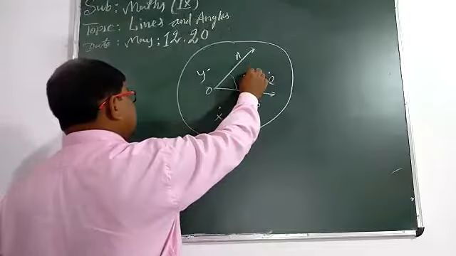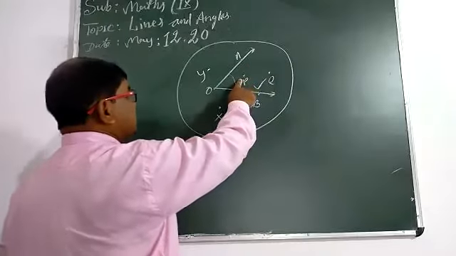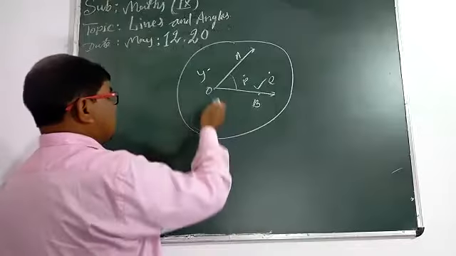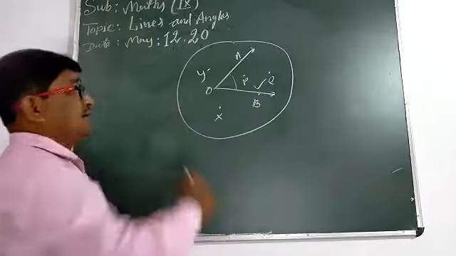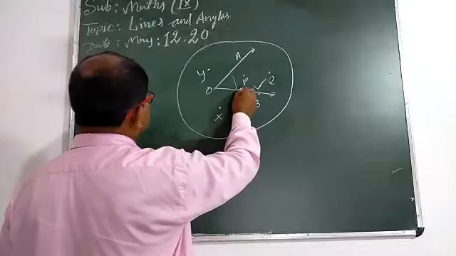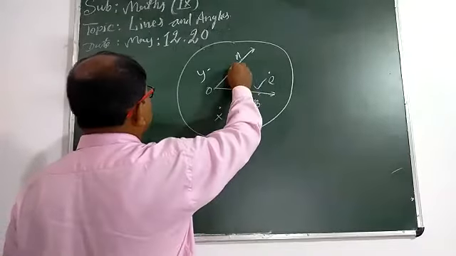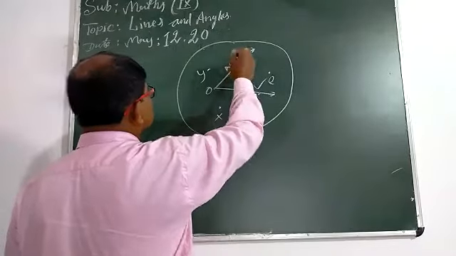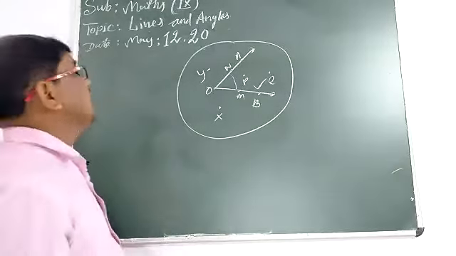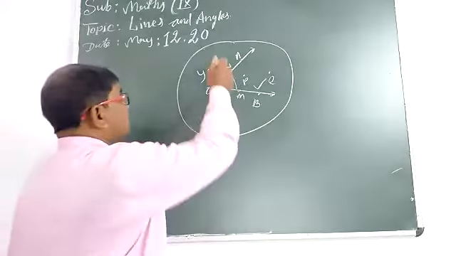Inside this angle, the points are P and Q. And these two points are outside the angle. Now we can think about these points also, M and N. They are on the angle. On the angle, M and N.